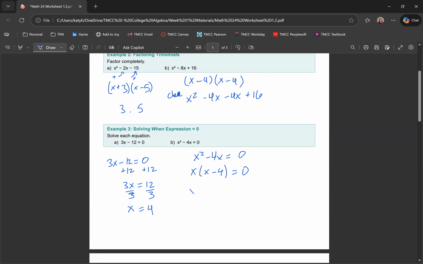I'm going to set both things equal to 0. All right, and this one immediately gives us an answer, x equals 0. But on this side, we have x equals 4. So those are the two x values where this expression equals 0. Now go ahead and give the rest of the worksheet some practice and reach out if you have any questions.